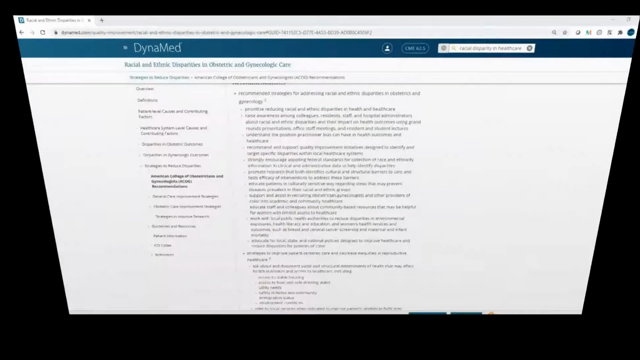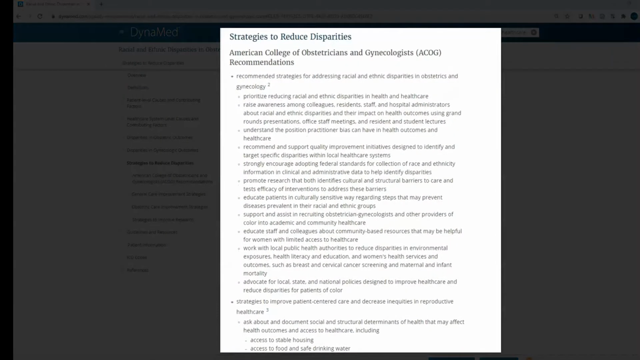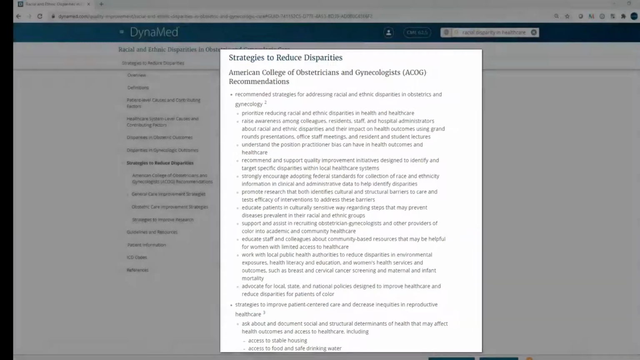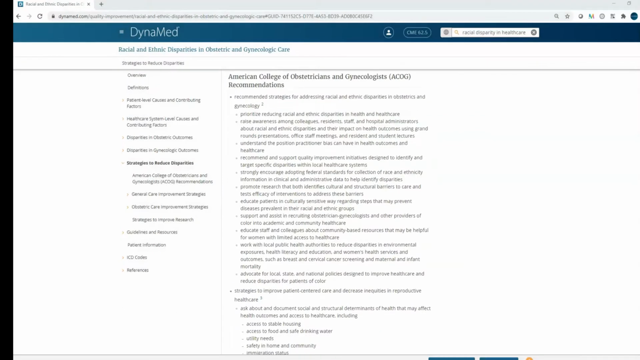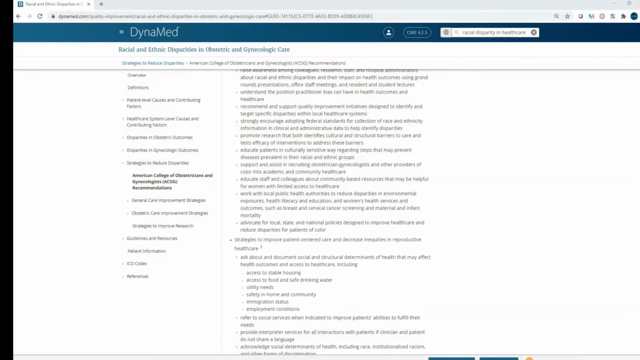We have recommended strategies from the American College of Obstetricians and Gynecologists. It includes prioritizing reducing disparities in healthcare and raising awareness, promoting research that identifies cultural and structural barriers to care, and tests how effective interventions are that seek to address these barriers. Make sure you are educating patients in a culturally sensitive way. Ask patients about the social determinants of their health that may impact their care and health outcomes, like access to stable housing, safety in the home, and employment conditions.